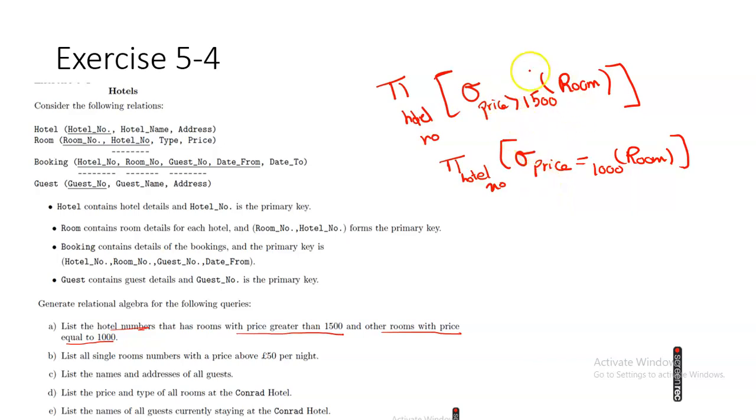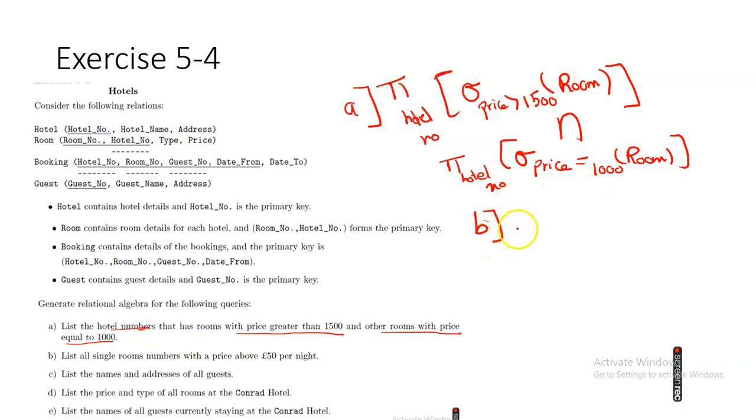We want to get the hotel number that has this type of room as well as these types of room. So how can we relate these two queries? Simply we can intersect. Why? Because the hotel number that has a tuple here and the hotel number that as well has a tuple here will be the one needed, because we want the hotel number that has a room or a type of room greater than 1500 and has another room of 1000. That's why at the end we can get the intersect between them, because we want the hotel number that has rooms with price greater than 1500 and equals to 1000.